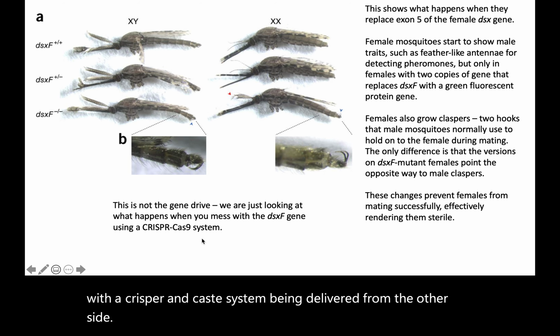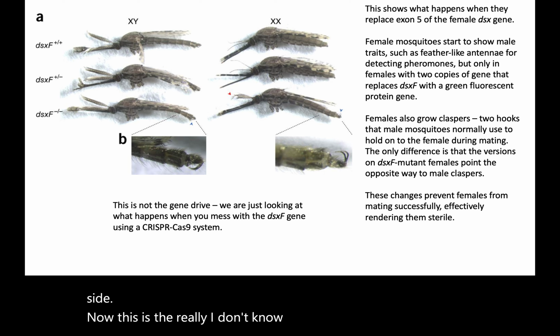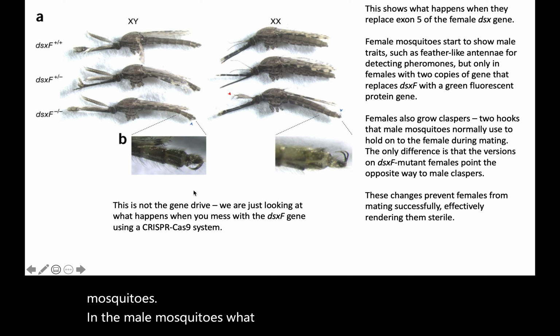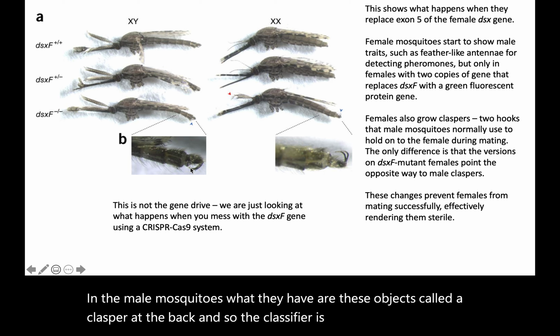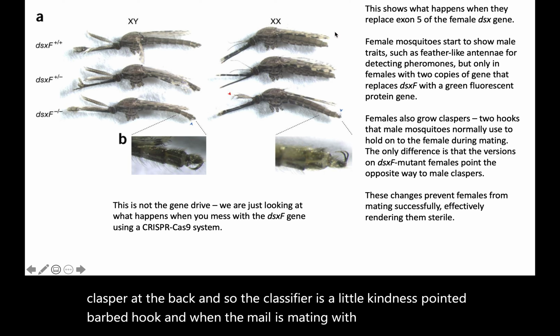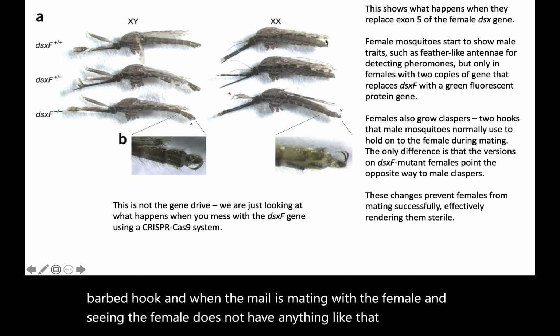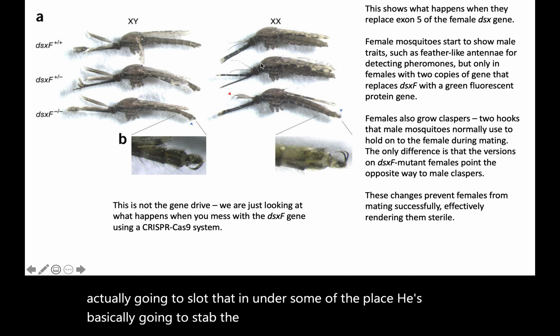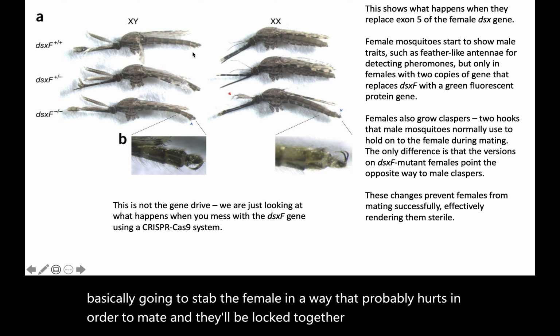Now this is the really, I don't know, kind of twisted, mean, if you like, part of this. So there are differences between male and female mosquitoes. In the male mosquitoes, what they have are these objects called a clasper at the back. And so the clasper is a little chitinous pointed barbed hook. And when the male is mating with a female, you see the female does not have anything like that here. The male is actually going to slot that in under some of the plates. He's basically going to stab the female in a way that probably hurts in order to mate. And so they'll be locked together while the male is inseminating the female.